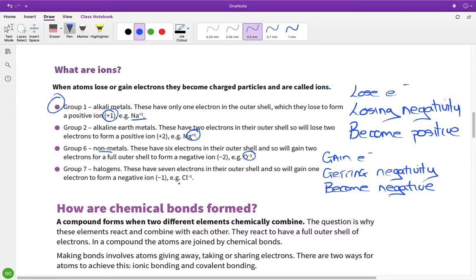They want to gain 1 electron, so they're gaining 1 extra negative charge, so they become a negative ion, and it'd be a -1. Okay, so that's ions. You need to know the definition here. This is important. And obviously this idea of when you lose an electron, you're losing negativity, so you become positive, and then obviously on the flip side, if you're gaining an electron.